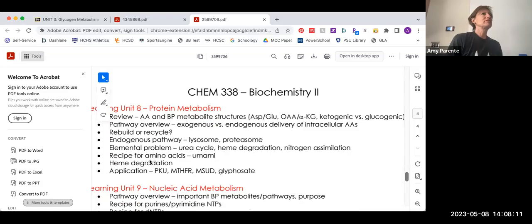Just big picture, being able to think about transport issues that we may or may not have. So think about those 4 biological molecules that we learned about in Biochem 1. It was proteins, carbohydrates, lipids, nucleic acids. And actually we learned about nucleic acids first in Biochem.